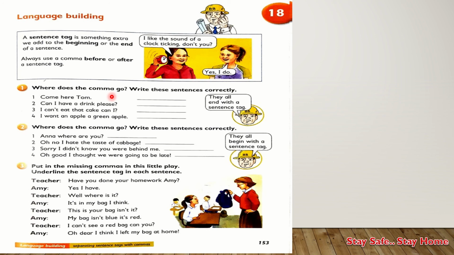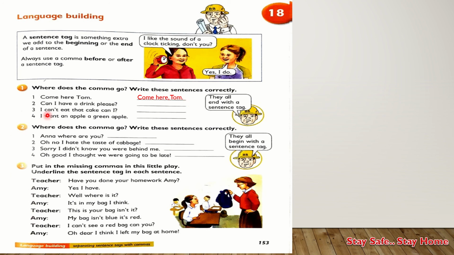Look at sentence number one. Come here, Tom. What word can you take out and the sentence will not be affected? This is a sentence, right? So what's the addition here? It is the name, Tom. So it becomes come here, and I put a comma, and then Tom. So the reader now knows that the word Tom is a sentence tag. It is an addition to the sentence. The original sentence is come here.